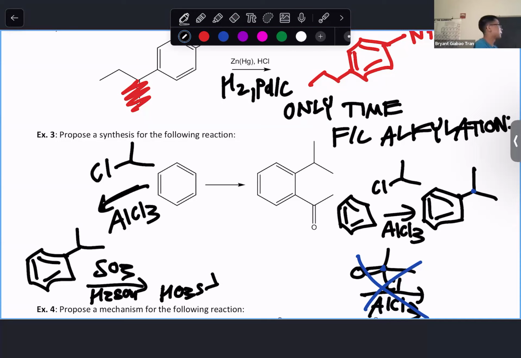So think of that as a helper reaction. We don't want that sulfonation group in the product at all, but we need it there in the synthesis to block it off, to block off the para position, because we don't want anything in the para position.